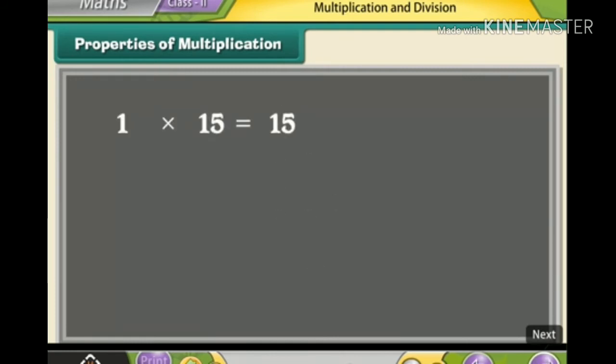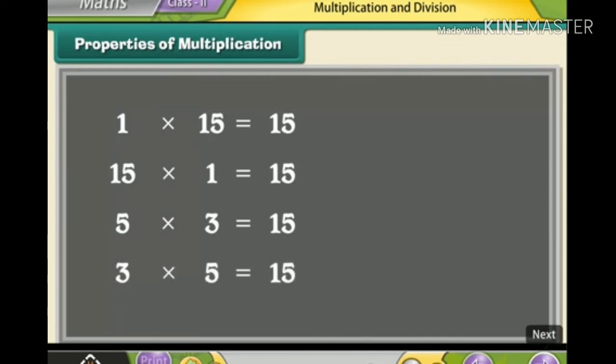1 multiplied by 15 is equal to 15. 15 multiplied by 1 is equal to 15. 5 multiplied by 3 is equal to 15. 3 multiplied by 5 is equal to 15.